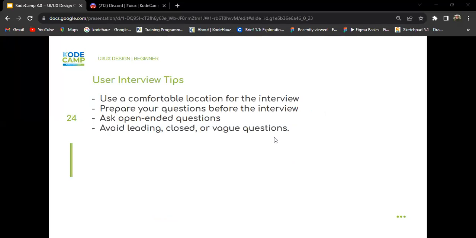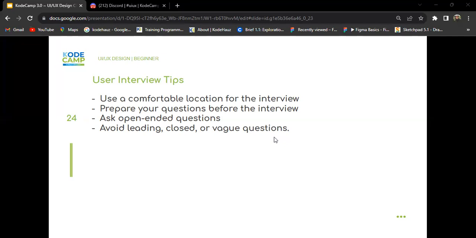I'm going to list out a few more tips here. Use a comfortable location for the interview. It could be the person's home or an office space. Prepare your questions before the interview. That way you do not go out of course. Ask open-ended questions. I'm going to explain that. Also, avoid leading, closed or vague questions. These two last points are very, very important.